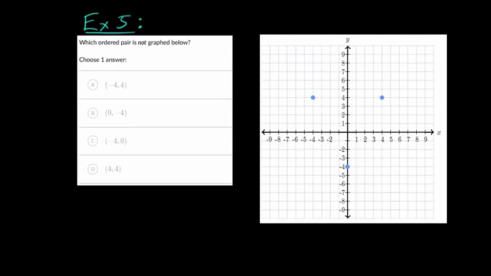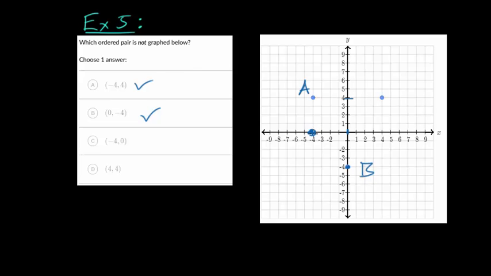And lastly, we have this problem number 5 here. Which ordered pair is not graphed below? So essentially for all of these, I'm just going to go through and check to see if we have a point there. So minus 4, 4, so minus 4 for the x, 4 for the y, that would be point A. So that one's fine. And then 0, minus 4, so 0 for the x, minus 4 for the y, that is point B, so that one's okay. And then minus 4, 0, that would be this point right here.